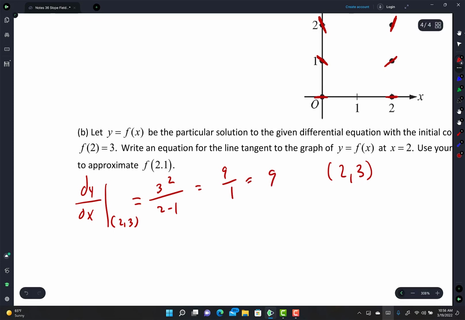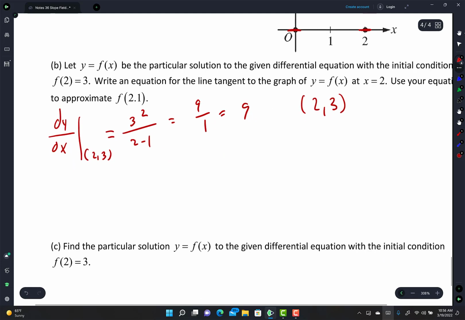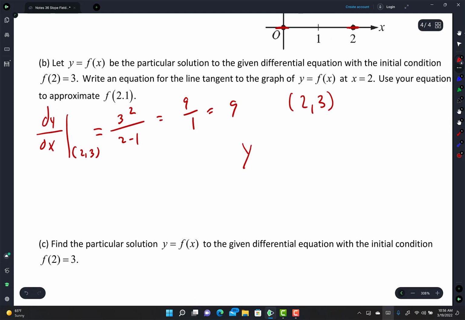Sorry, guys. I got lost in thought. Not because I don't know what 3 squared is. I was thinking of other stuff.